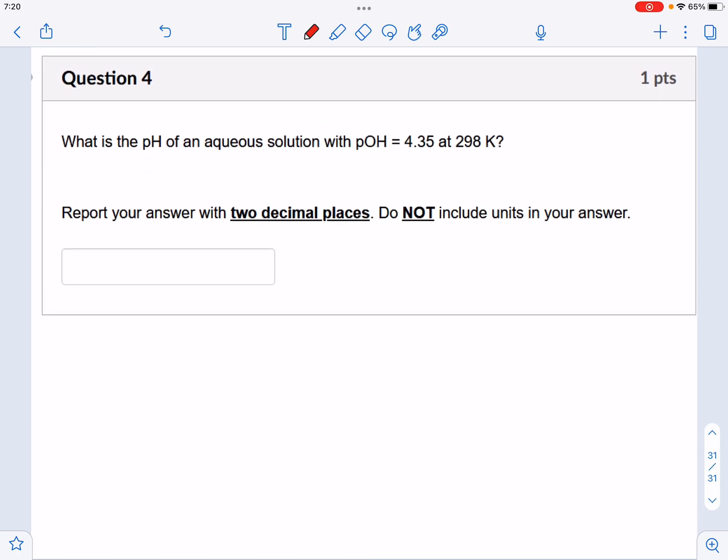And here, by far the easiest one. What is the pH of an aqueous solution with pOH equal to 4.35? If 14 is equal to pH plus pOH, then pH is equal to 14 minus 4.35. And this was 9.65.